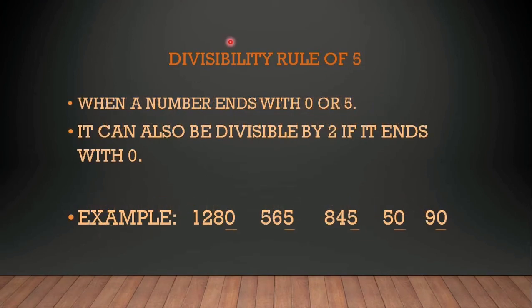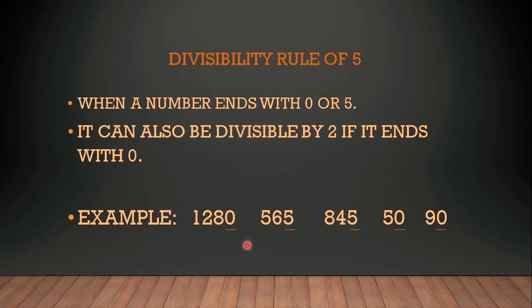Here, divisibility rule of 5. When a number ends with 0 or 5, it's divisible by 5. It can also be divisible by 2 if it ends with 0.